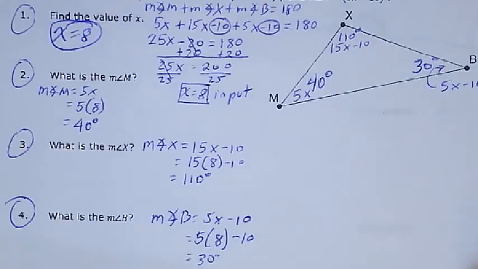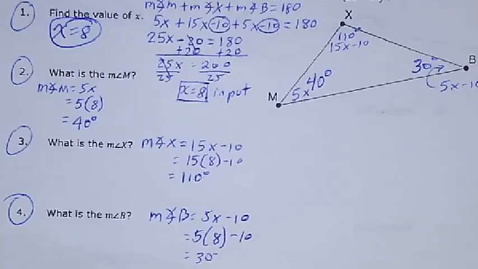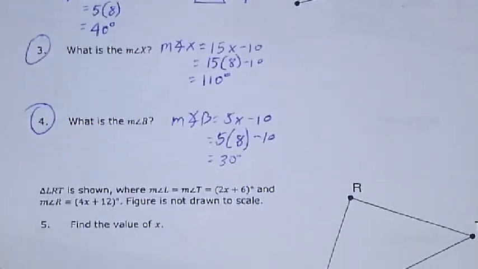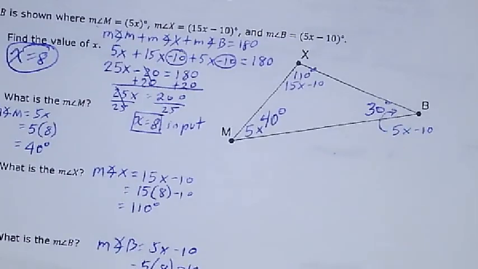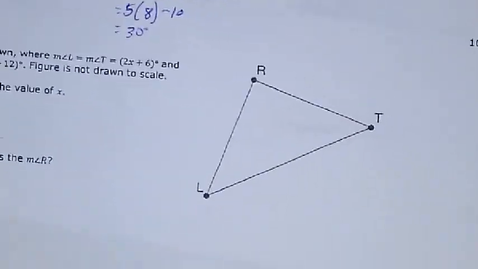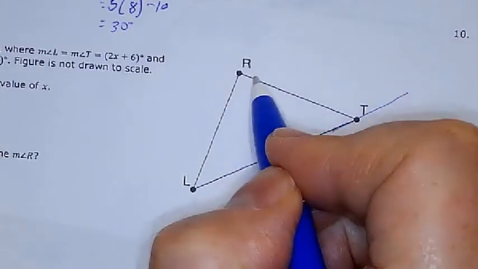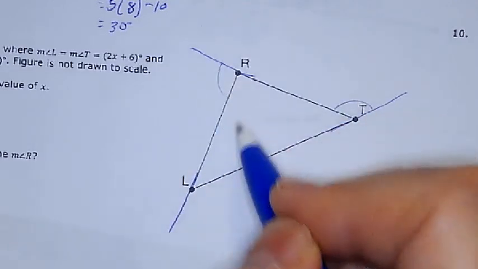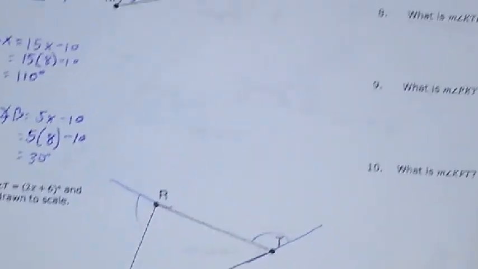Now, the last thing I'm going to say before I completely release you, once again, if you take a triangle and you extend the sides, like say you extend this side, and you extend that side, and you extend that side, you've created exterior angles. So the next one I want to take a look at is number 7 through 10. There we go.